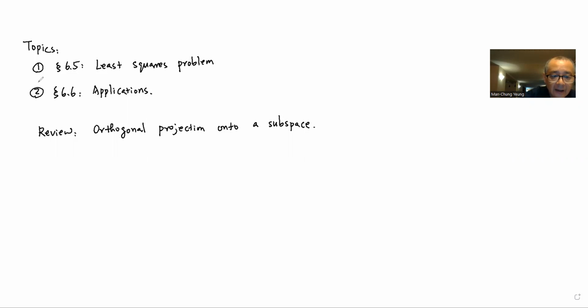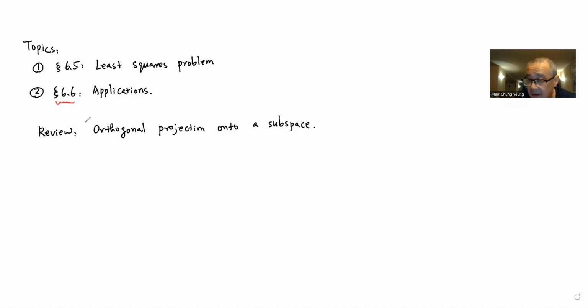Today, I present these two topics. Topic one, least squares problem. Second topic, applications of least squares problem.